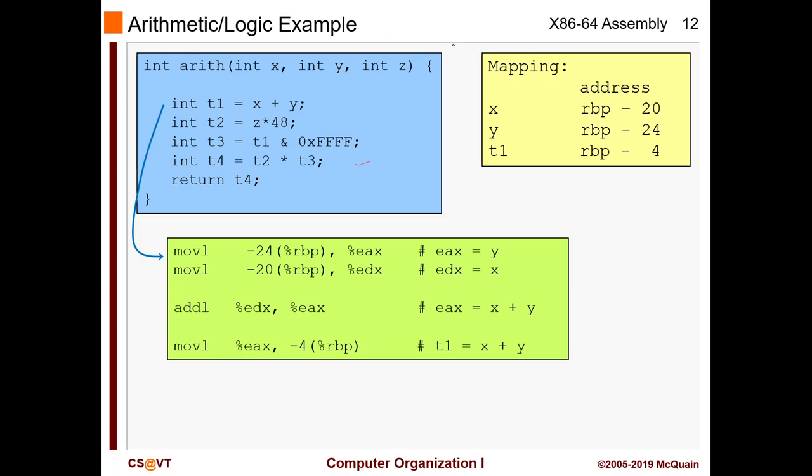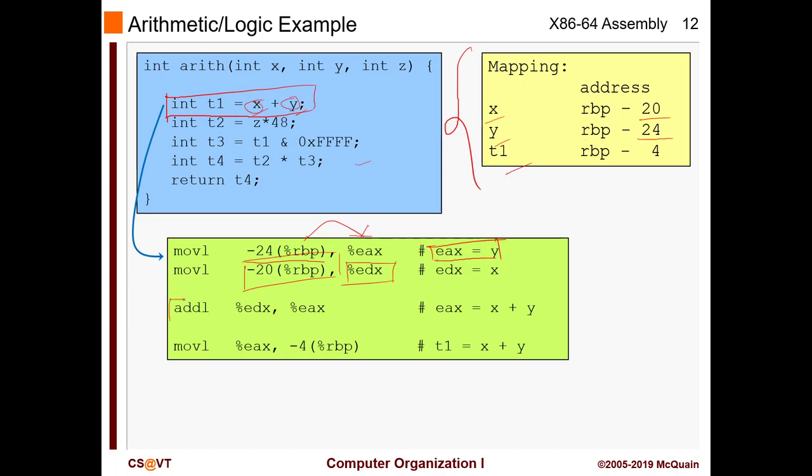So this is what the mapping is in the case of X, Y, and T1, because these are the ones we're going to use. We're going to just keep track of them over here. So let's see what happens. Whenever this particular code is run, the first thing it's going to do is take X and Y and put them in registers. Sorry, it starts with Y. So Y was in minus 24. So it puts Y into EAX, okay? Then we are going to take X and put it into EDX, okay?